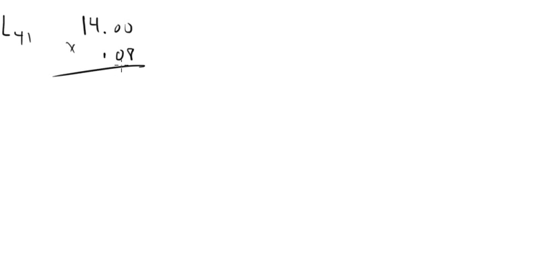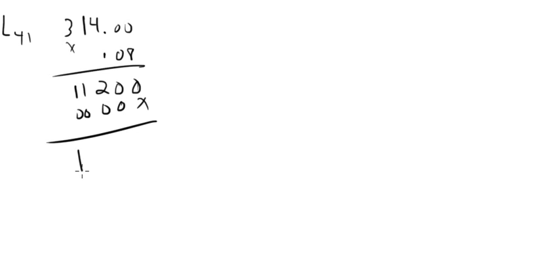We have to do some multiplication here. 8 times 0 is 0, 8 times 0 is 0, 8 times 4 is 32, carry the 3, 8, 9, 10, 11. And then I have a 0, a 0, and a 0. I bring all that down. I have 1, 1, 2, 0, 0. I have 4 decimal places I have to account for, so I'm going to move over 4 places. 1, 2, 3, 4.